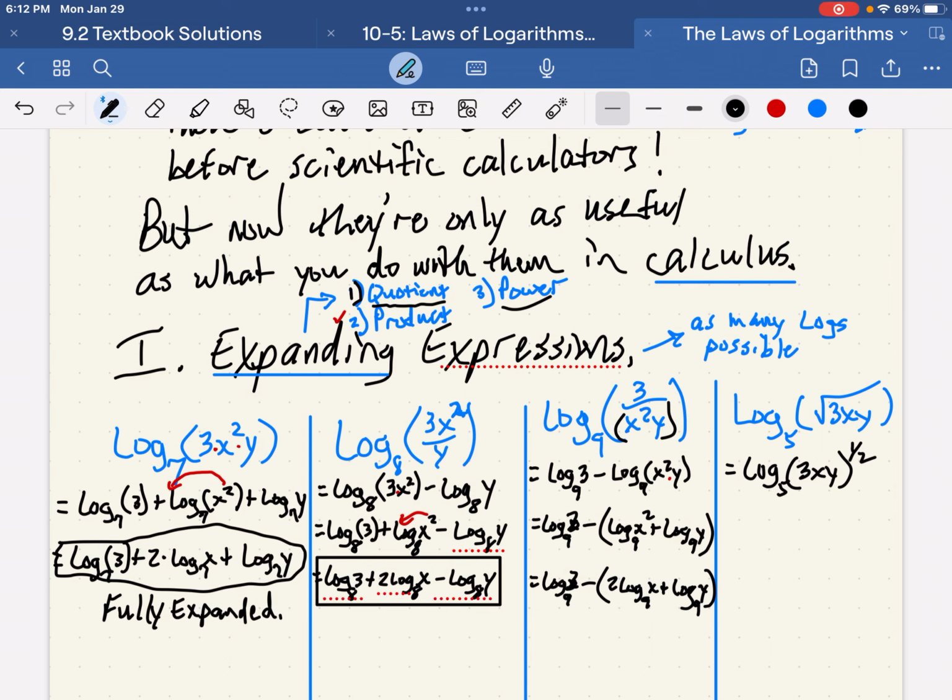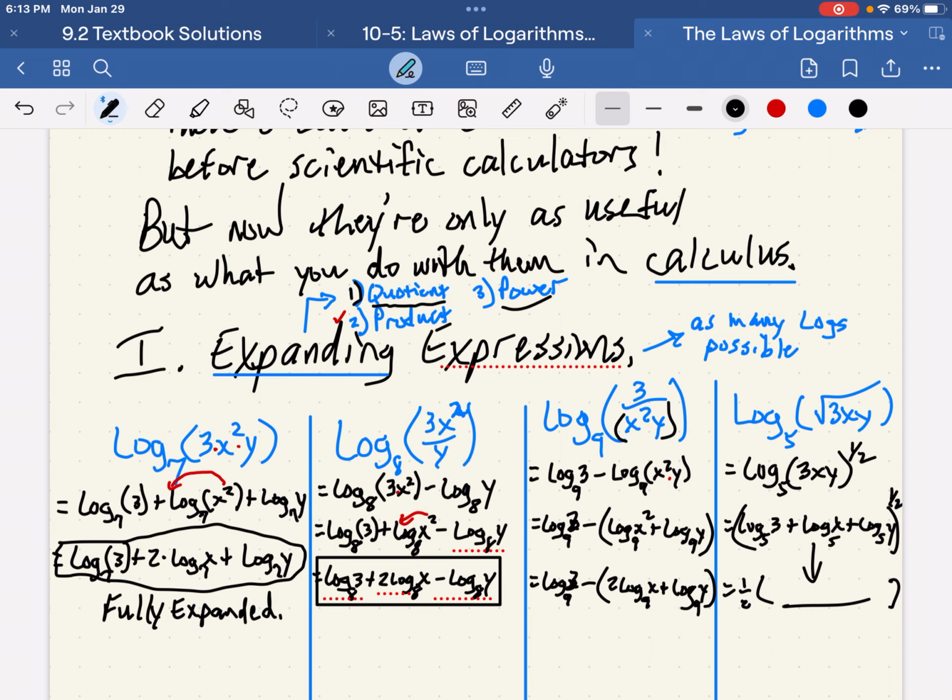Now, I can separate that as log base 5 of 3 plus log base 5 of x plus log base 5 of y, and the entire quantity is to the 1/2 power. So then I can bring that 1/2 down as the power on the whole quantity that works its way down. Sorry, I ran out of room there.